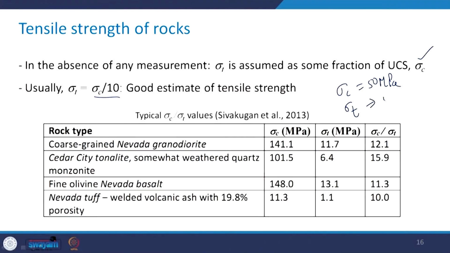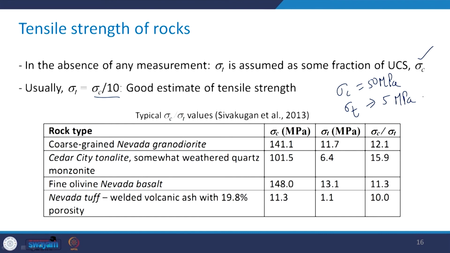So, if you are not able to carry out, let us say, the tensile strength test in the lab, and you have the data for UCS, that is a kind of thumb rule that we adopt in the field. If the compressive strength, let us say, is 50 MPa, then sigma t can be taken as 5 MPa, of this order.